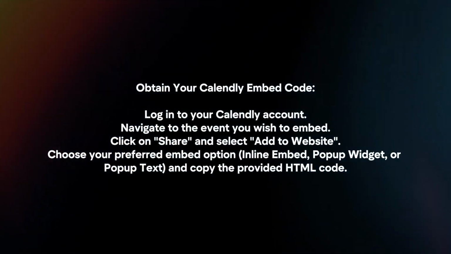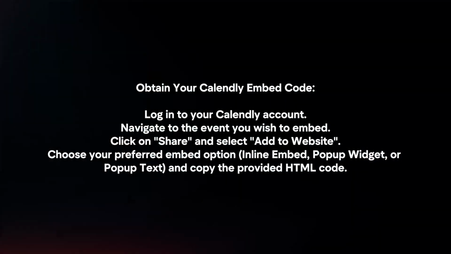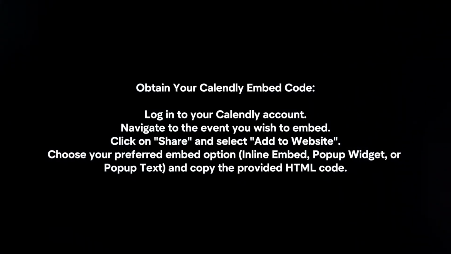Obtain your Calendly embed code. Log into your Calendly account. Navigate to the event you wish to embed. Click on Share and select Add to Website. Choose your preferred embed option and copy the provided HTML code.